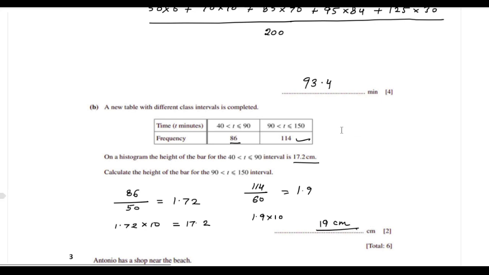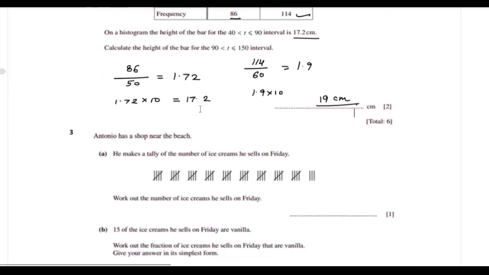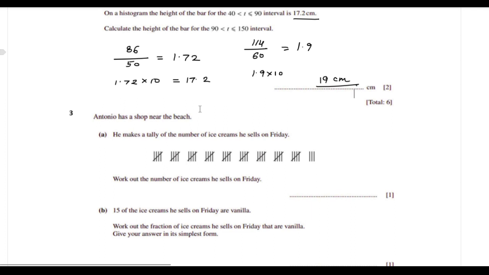I hope this problem is clear to you. Your frequency density is 1.72, but as this value 1.72 is a little less, I can show this by a height of 17.2 centimeters. So simply I use a scale factor of 10, and hence 1.72 I represent by 17.2. So similarly 1.9 I will represent by 19.